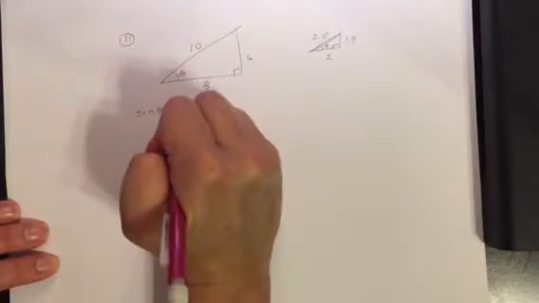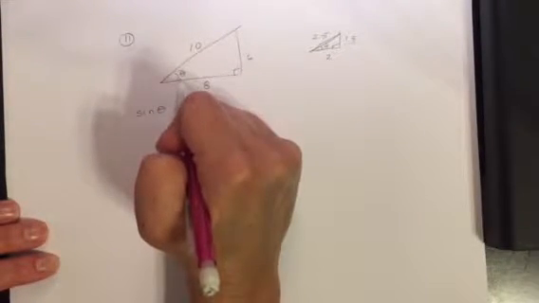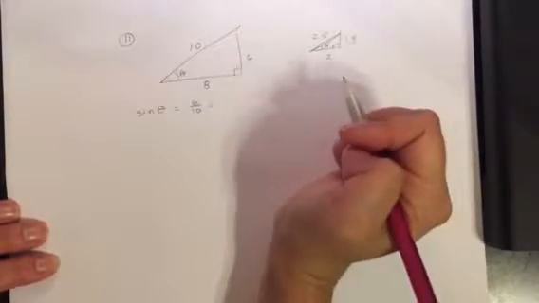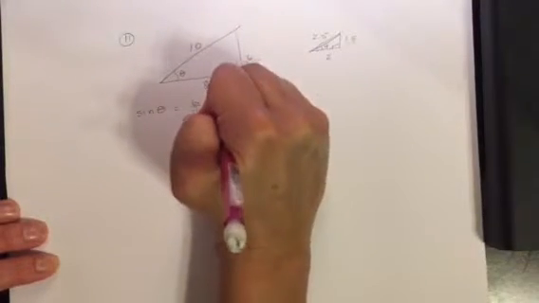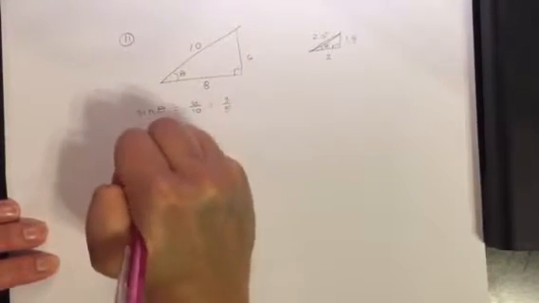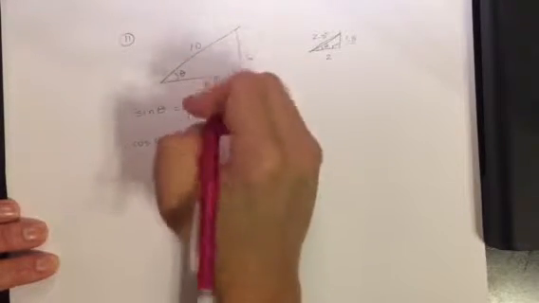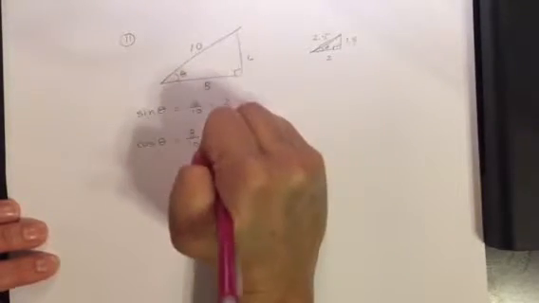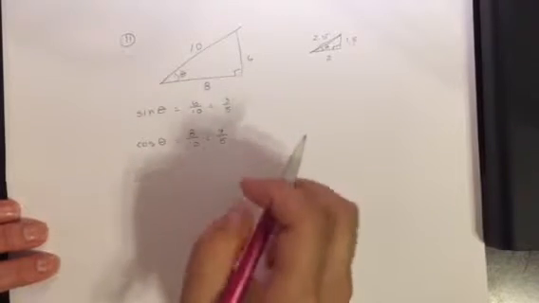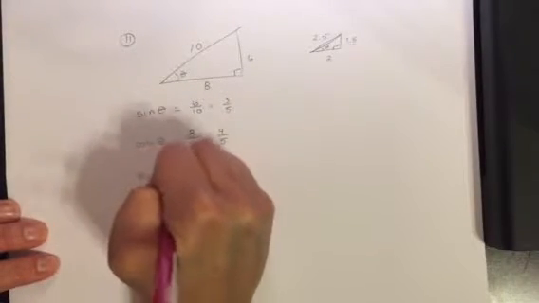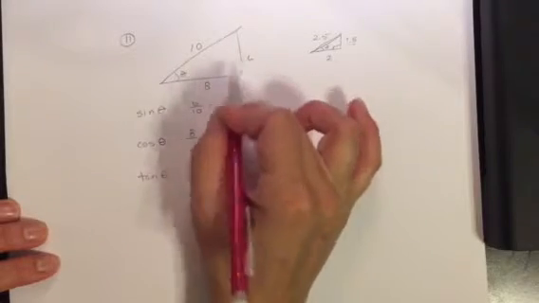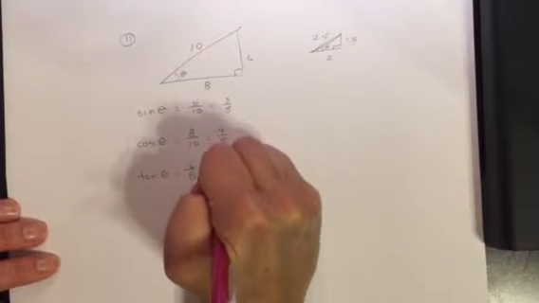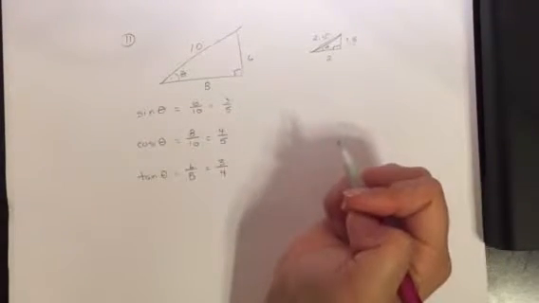So sine of theta is going to be opposite over hypotenuse, so 6 over 10. But then I can reduce that to 3 over 5. Okay, cosine is adjacent over hypotenuse, so that's going to be 8 over 10, and I can reduce that to 4 over 5. Tangent theta is going to be opposite over adjacent, so 6 over 8. Take 2 out of each, that gives me 3 over 4.